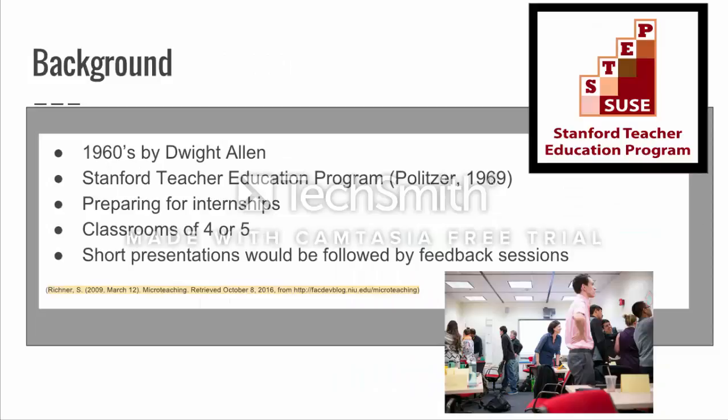To cover a bit of background, microteaching was first developed in the 1960s by Dwight Allen of the Stanford Teacher Education Program. They first came up with this as they had students preparing for internships. It was unique because of the feedback sessions that they used in short presentations and in small classrooms of 4 or 5 with their students.